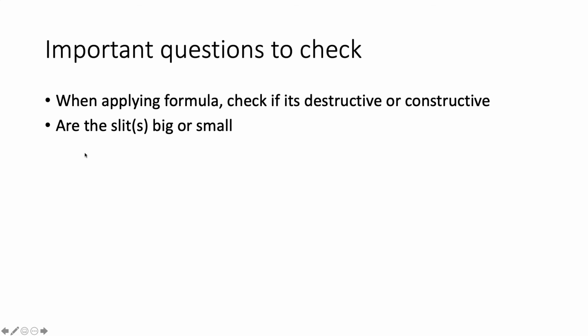Now, another important question to consider is, when you're given a question, you must think: are the slits big or small? Are these questions asking for big slits or small slits? If they're asking for double slits, then you need to ask, the double slit has 2 slits, right? Is each of the slits big or small? Because the result you get can be different. So that's something important to ask.